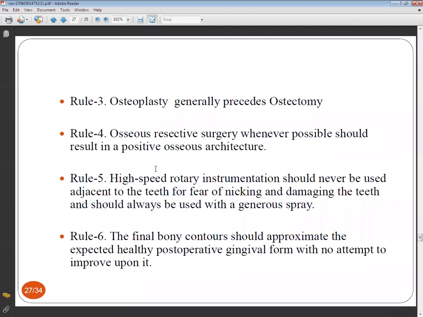So osteoplasty generally proceeds with ostectomy. Resective osseous surgery, whenever possible, should result in a positive architecture. High-speed rotary instrumentation should never be used as a scientific tool for nicking or damaging the teeth. And the final bony contour should approximate the accepted healthy post-operative gingival form with no attempt to improve on it.